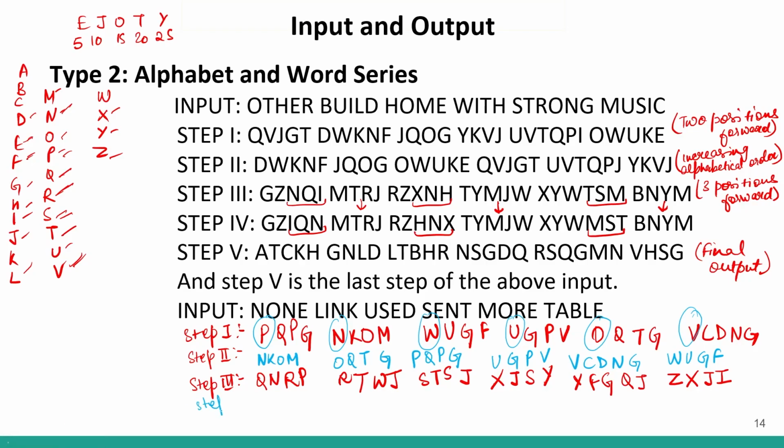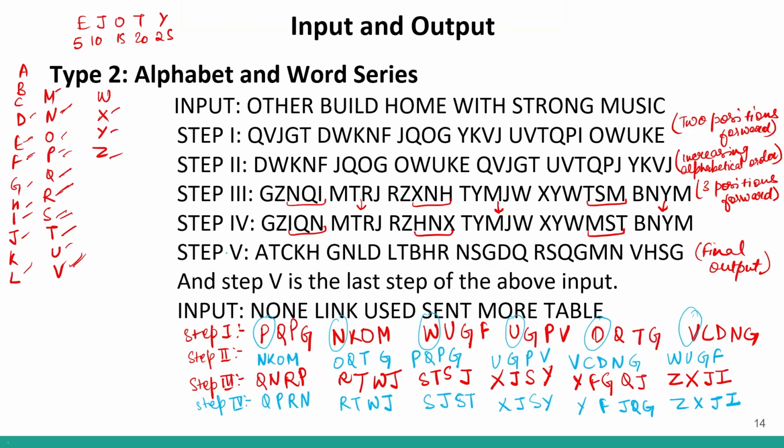So we'll do the same thing for step 4. We will do alternate. So first, the last 3 digits will change. So it will be Q, P, R, N. Correct? This will remain the same, R, T, W, J. Then 3 digits will change. So J, S, T. This will remain the same, X, J, S, Y. Then this will change, Y, F, J, Q, G. And this will remain the same, that is Z, X, J, I. Correct? This is your step 4.